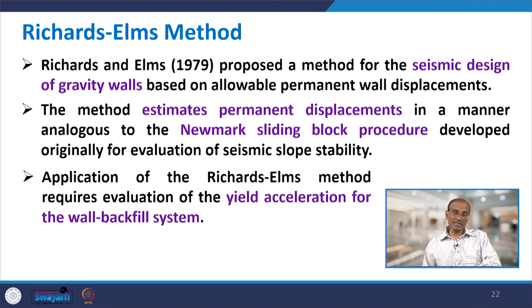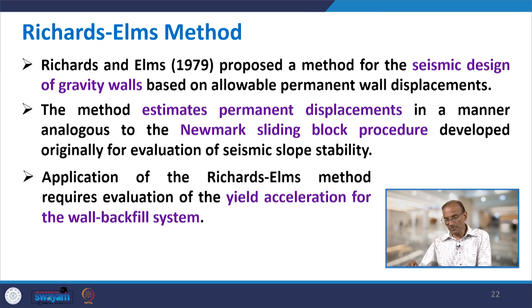Richards and Elms in 1979 proposed a method for the seismic design of gravity walls based on allowable permanent wall displacement. The method estimates permanent displacement in a manner which is analogous to the Newmark sliding block analysis, which was developed basically for seismic slope stability, which we have already discussed. Application of the Richards-Elms method requires evaluation of the yield acceleration for the wall backfill system.